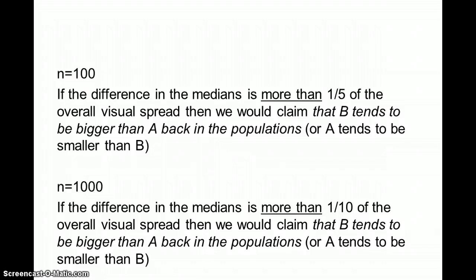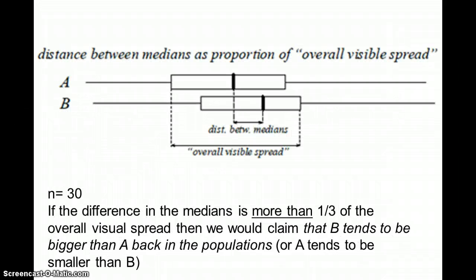Okay, that's what this says. Sample size of 100 has to be more than a fifth of the overall visual spread. We'd then be able to make the claim that A tends to be bigger back in the population. And again, increase the sample size up to 1,000, and we can make that tolerance even smaller, of more than a tenth. Okay, what you need to do now is copy down this picture and this sentence. Very, very important.